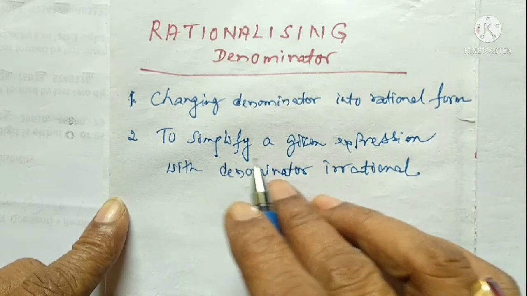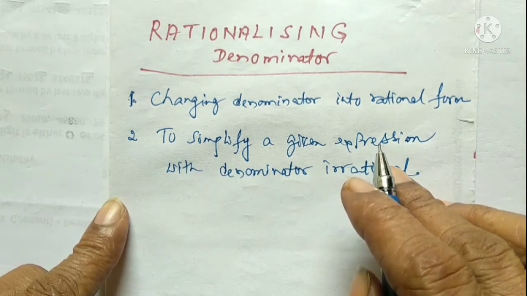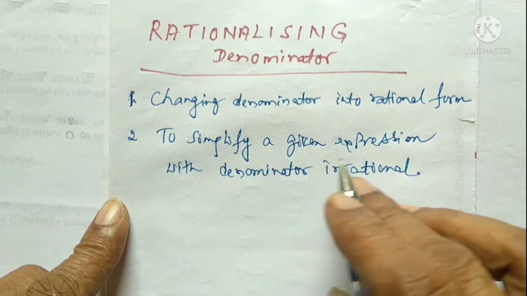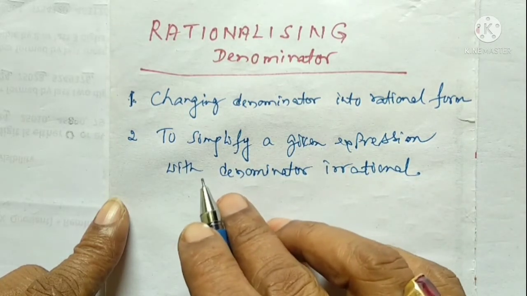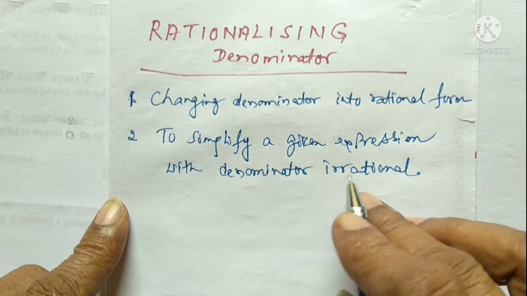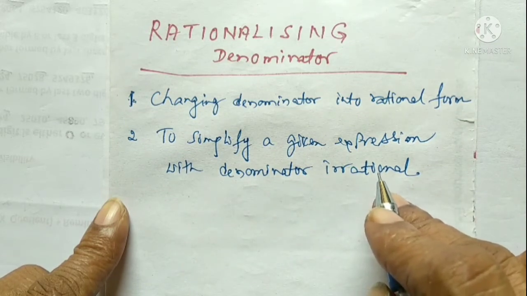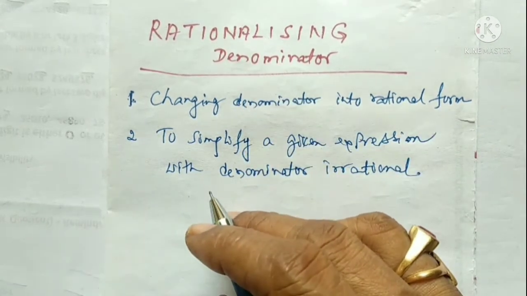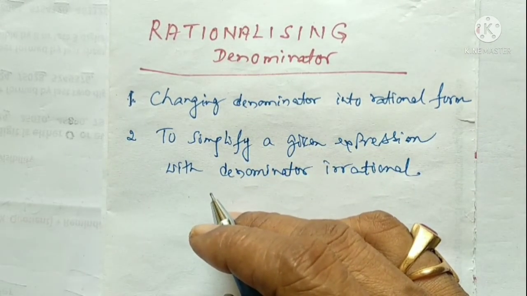When a given expression is complex, to simplify it, and the denominator is irrational, then we have to rationalize the denominator. Let us try to understand this with an example.